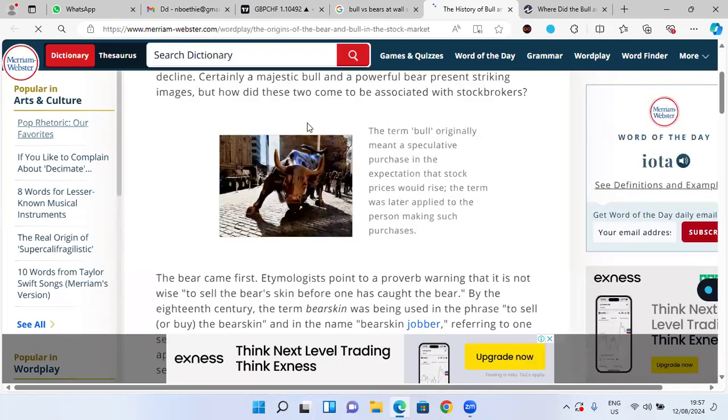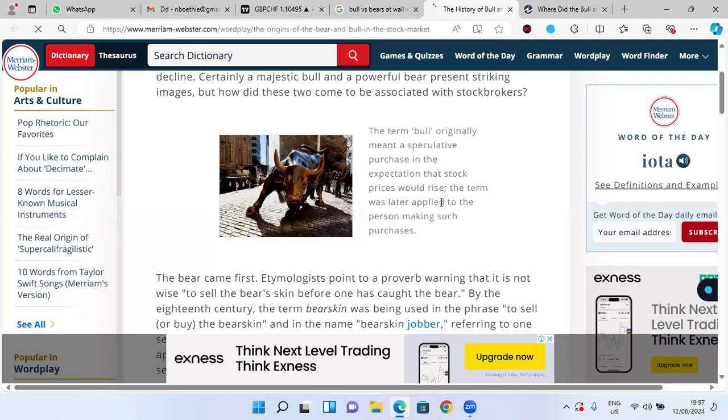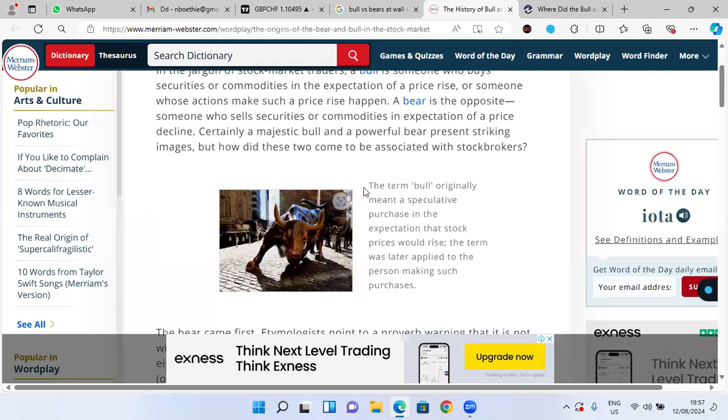So this is the whole thing. If you read here, the term bull originally meant a speculative purchase in the expectation that stock prices will rise. The term was later applied to the person making such a purchase and so on, okay? So when you are a buyer, you are referred to as a bull. When you are a seller, you are referred to as a bear.